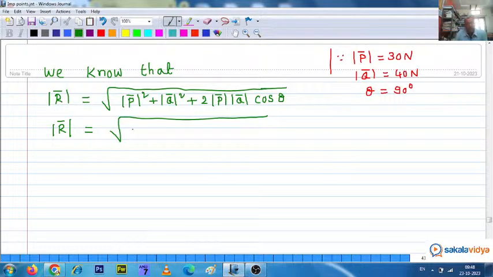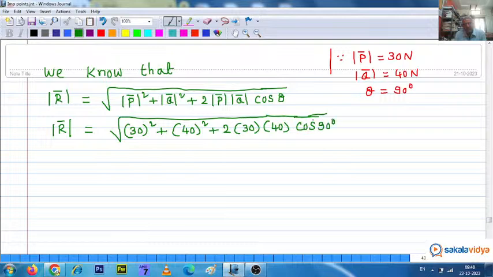So let us substitute. This is 30 square plus this is 40 square plus 2 times 30 multiplied with 40 and next multiplied with cos of 90 degrees. So my dear students, remember, cos 90 degrees is equal to 0, whereas sin 90 degrees is equal to 1. My dear students, remember. Right. So let us try to solve this problem now.